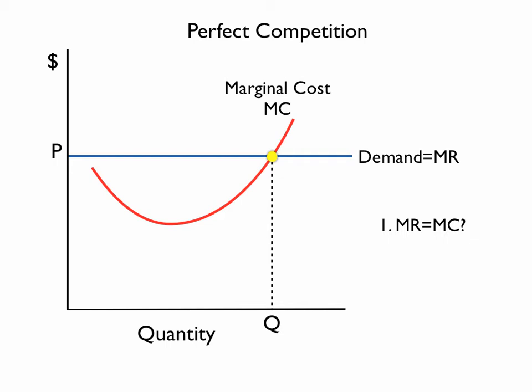We could then calculate total revenue. This is P times Q, or this area. The next step is to calculate total costs. Total costs are calculated as average total cost times quantity. We need an average total cost curve, however, to do this.